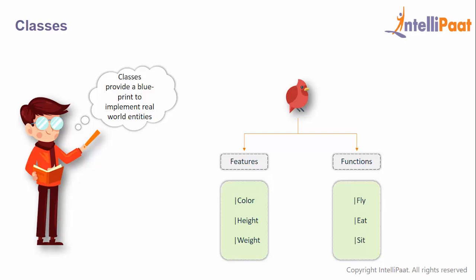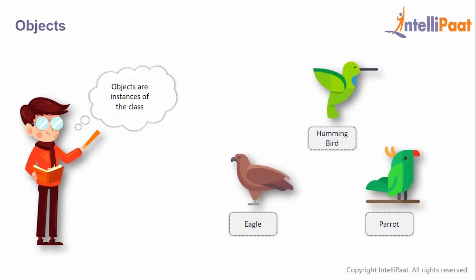So this is all about class. Now let's look at objects. Objects are instances of a class. That is, a class gives a general template and objects are specific entities of that template. So over here, the class bird is a general template which can have specific instances like eagle, parrot, and hummingbird. All of these three instances have the features and functions associated with the bird.